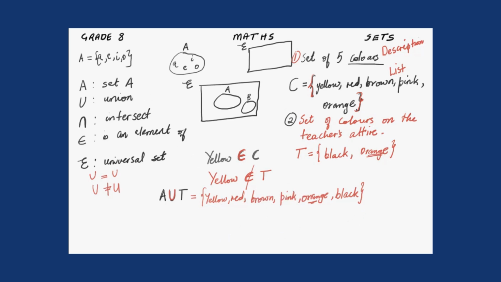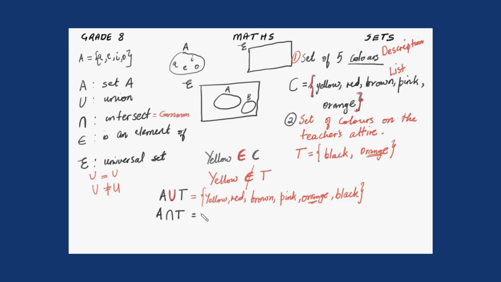Let's look at this. List the elements of A intersect T. What do you do, guys? A intersect T. What does intersection mean? It means common. That means we are going to list the elements that appear in both sets. What are they? We have black here, there is no black there. We have orange here, there is orange there.